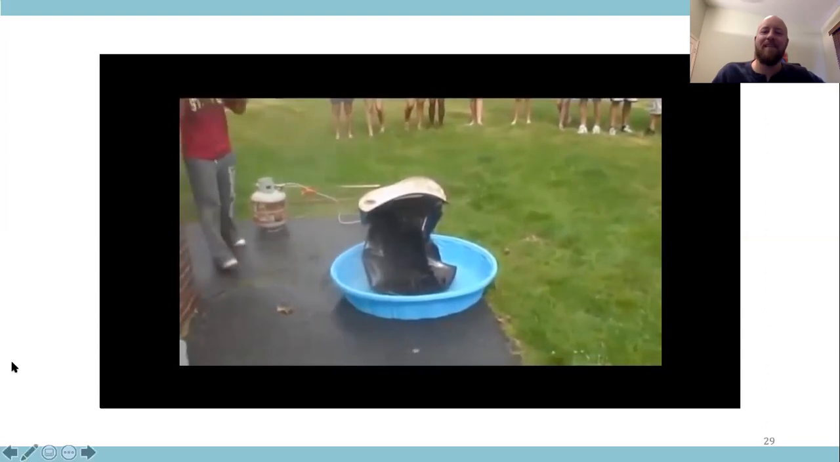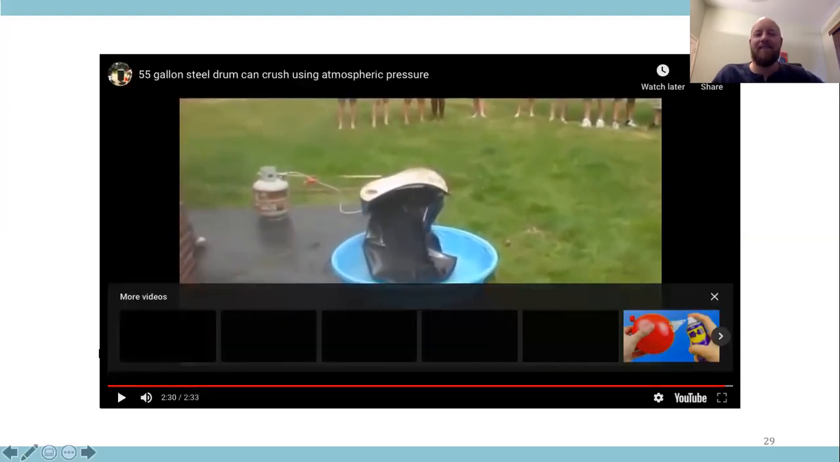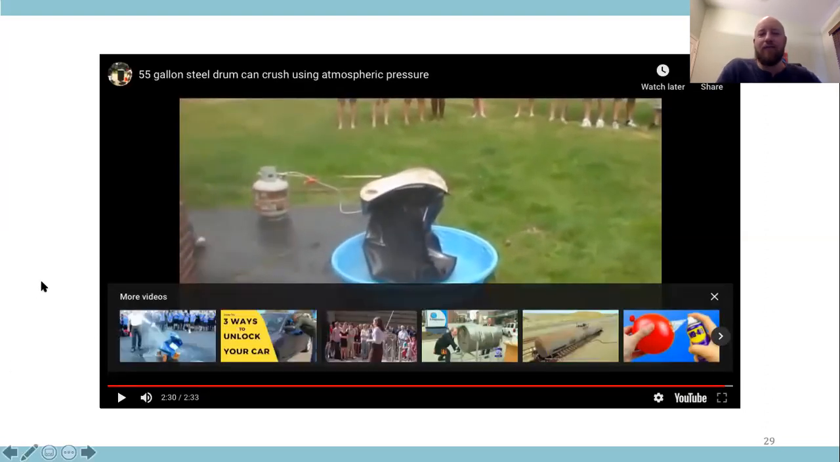Okay, so we get the crushing of a 55-gallon drum, essentially by application of the gas law.